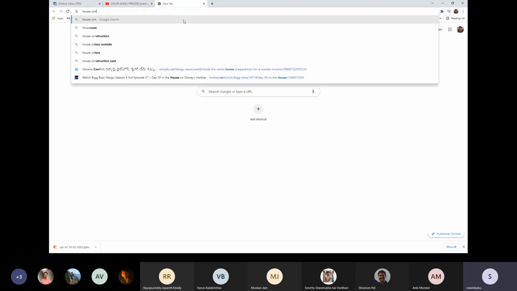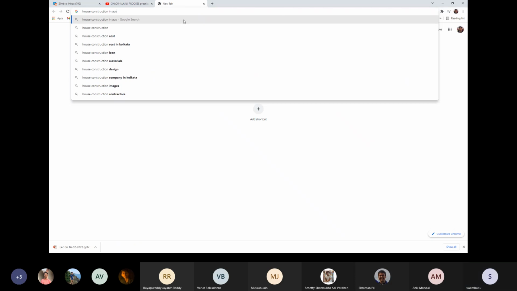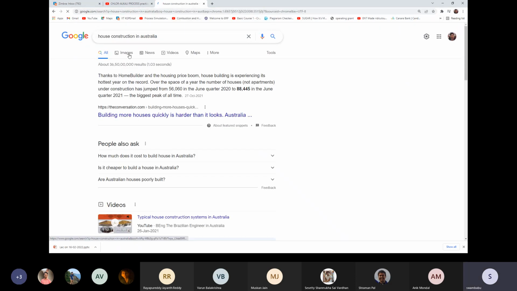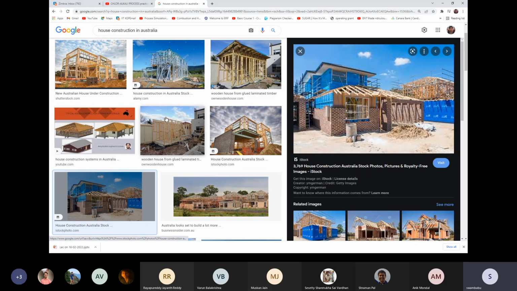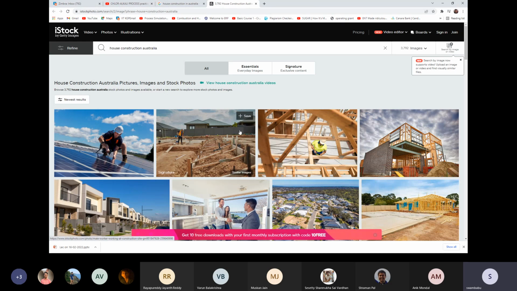So, house construction in Australia. If I see images, yeah, you can see they make the foundation as we do. I think this is the right image. You can see they make the whole structure like we make structures with bricks, but they make the whole structure with the wood frame. Then they will stick the bricks to the wood frame. You can see this is the ply, and this is the wood framing.